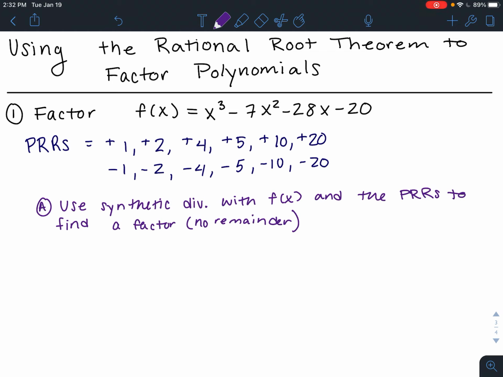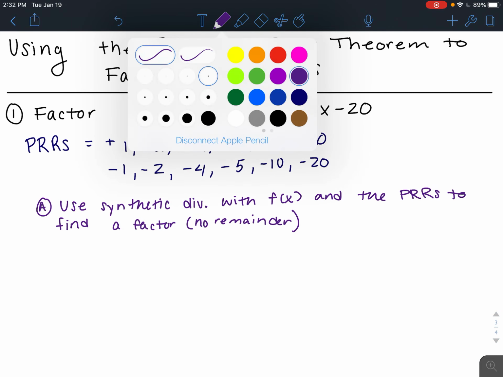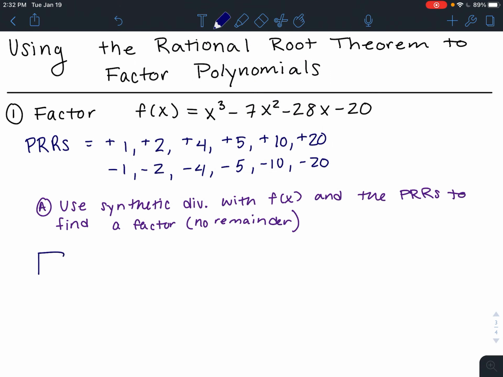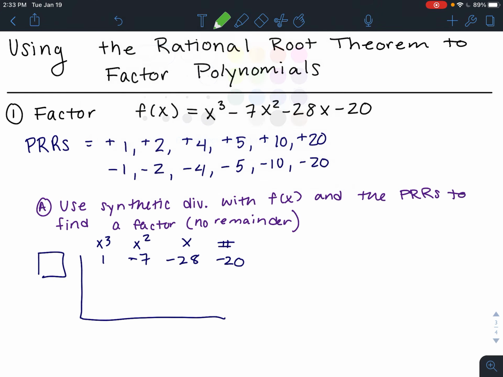So there's really not a great way of guessing and checking here. So all I'm going to do is say, okay, let's find one that works. Say I'm going to pick 1 first. So I'm just going to set up a generic synthetic division. I have my 1x cubed, negative 7x squared, negative 28 x's and negative 20 constants. So the first number I'm going to check is +1. That seems like it's probably the easiest number to check, so let's check it first.